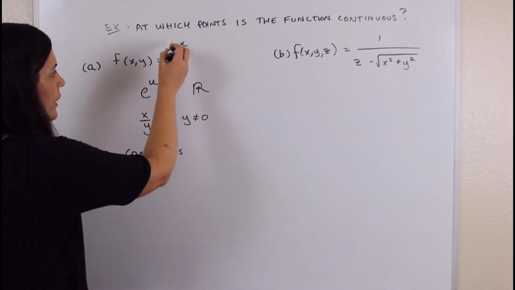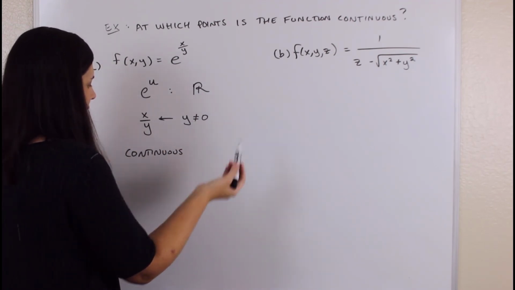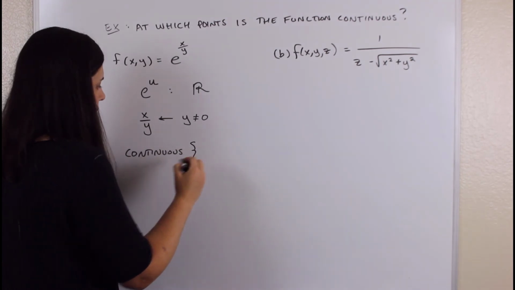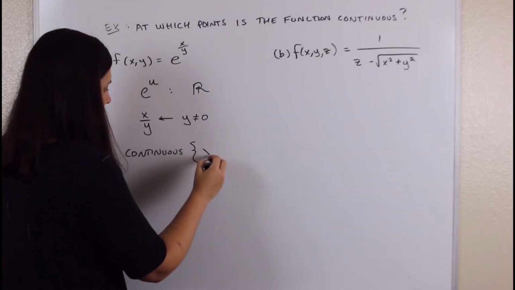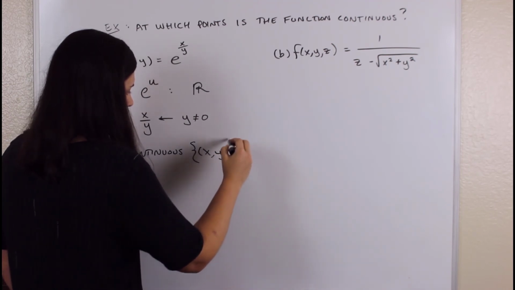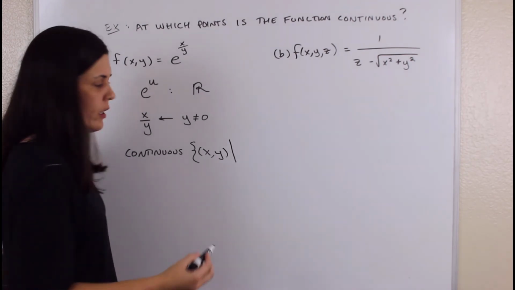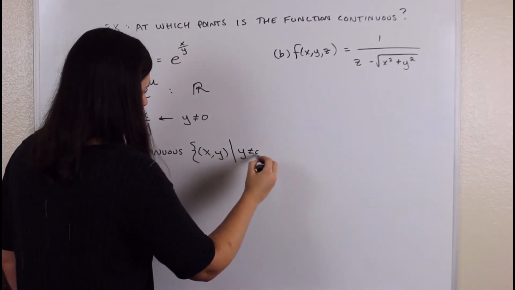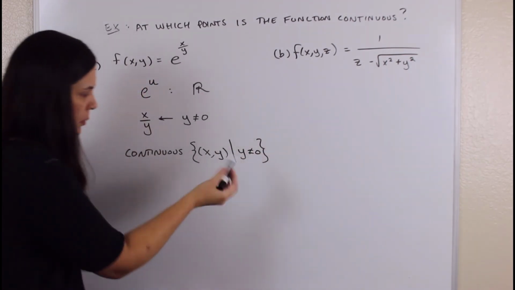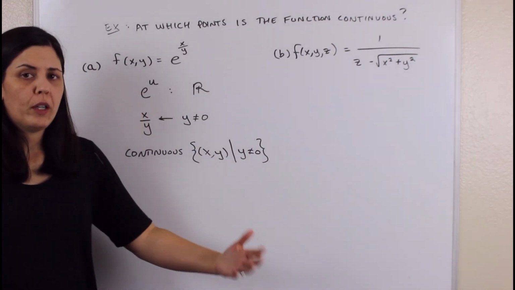So notice you're plugging in for both x and y, so you can say continuous on this set. You could use the squiggly braces for the set of all x's and y's. So all x, y values, and then this line actually means such that y is not 0. And you can say this a few different ways, but that's essentially the same thing here. It's continuous everywhere as long as you don't pick y to be 0.